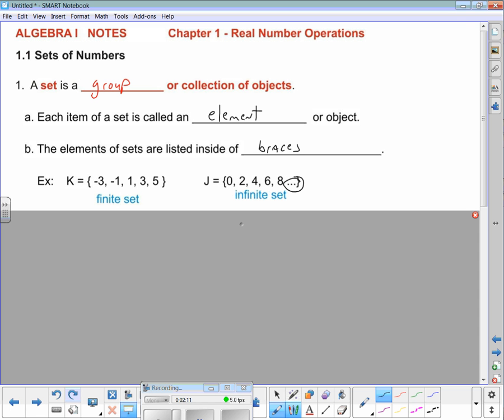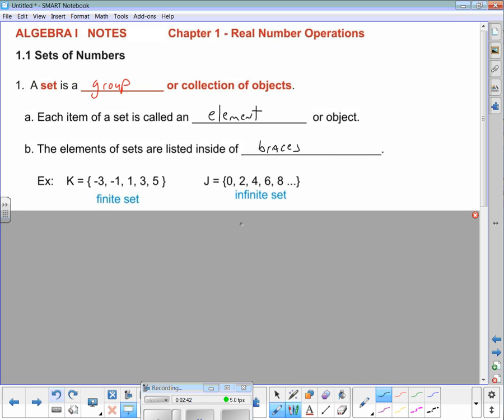Now, let me just take a brief moment to mention how to use the ellipses. The ellipses are used to signify that the pattern continues on forever. Now, you have to have 3 numbers in a row with the established pattern before you use the ellipses. That's easy to remember: 3 dots, 3 numbers in a row. So you need 3 numbers in a row in the pattern to use the ellipses.